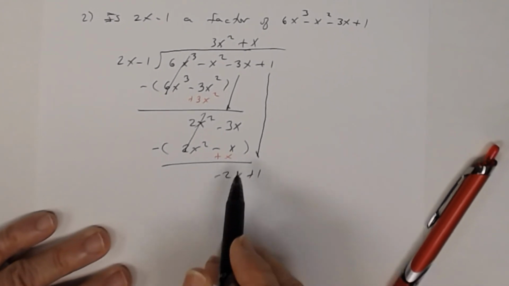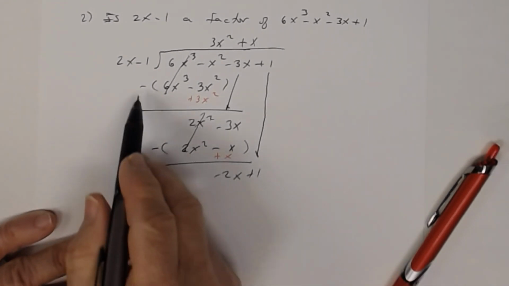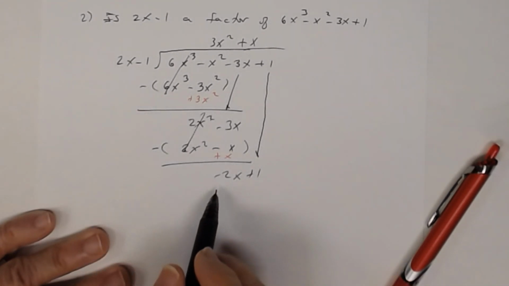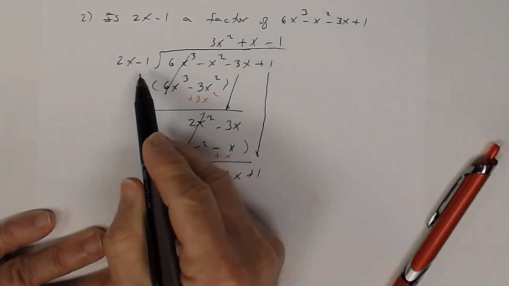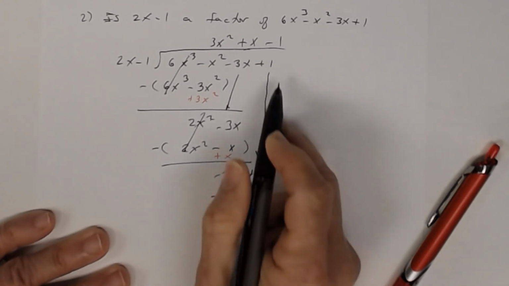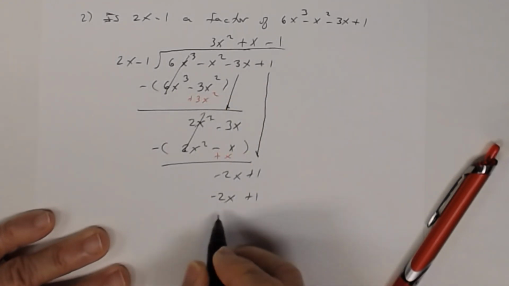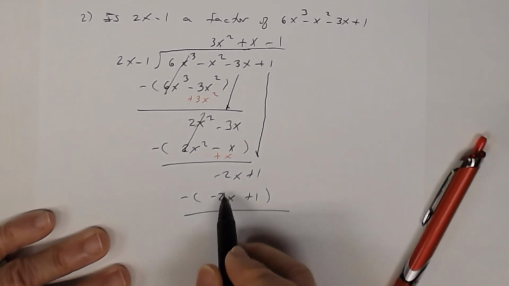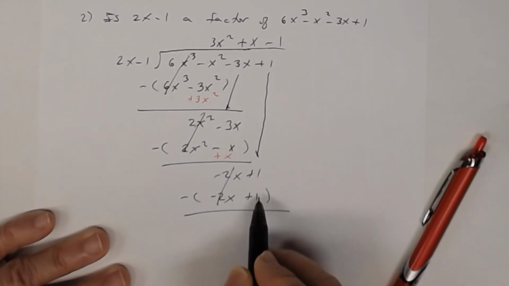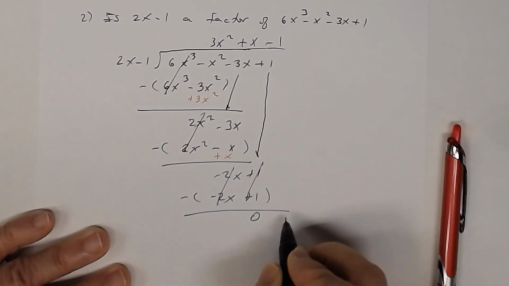And then you do the division all over again because the degree here is 1, the degree here is 1. A negative 2x divided by 2x is a negative 1. Negative 1 times 2x is a negative 2x. Negative 1 times negative 1 is a positive 1. And then you subtract. Negative 2x subtract itself is 0. 1 subtract itself is 0. So the remainder is 0.